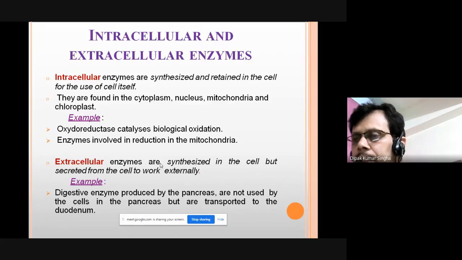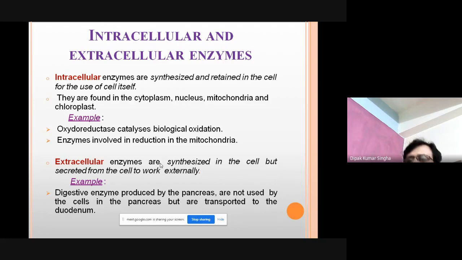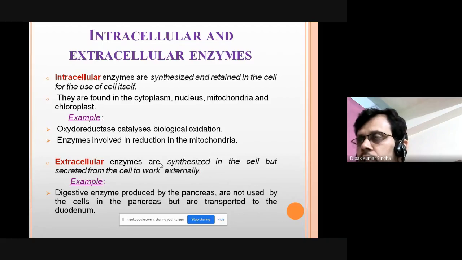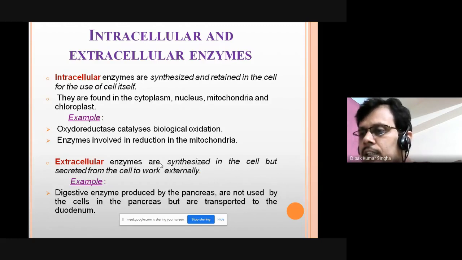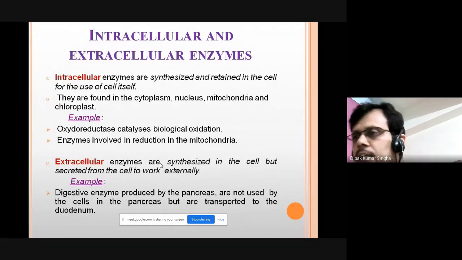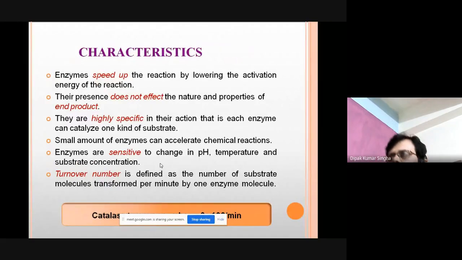For example, an intracellular example is oxidoreductase, which catalyzes biological oxidation and reduction; these enzymes are involved in reactions in the mitochondria. Another type is the extracellular enzymes, those which act outside the cell, not inside it. For example, enzymes which act in the gastrointestinal tract, like amylase, pepsin, trypsin, or lipase, which are not in the cell but just in the gastrointestinal tract. These are called extracellular enzymes. And what are the characteristics of enzymes?